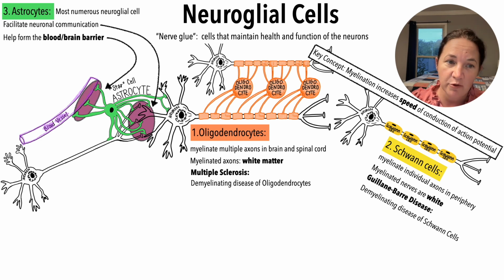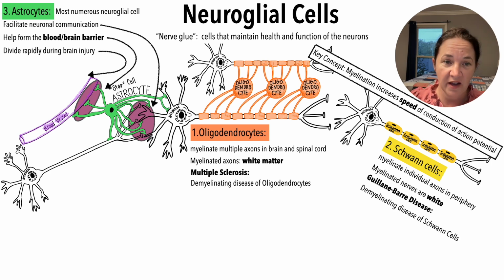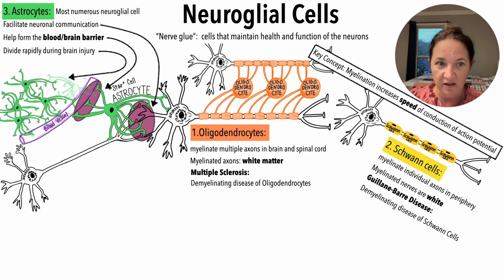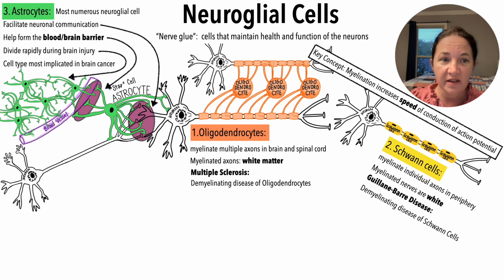Now this next thing I'm drawing is a blood vessel, and I'm trying to draw your attention to how the astrocyte puts its little pseudopods onto a blood vessel in order to block substances that could hurt the brain from coming in. We call that the blood-brain barrier. Now, astrocytes divide really fast. So here I'm drawing mitosis of lots of astrocytes. Because of that, they're the cell type that's most implicated in brain cancer.